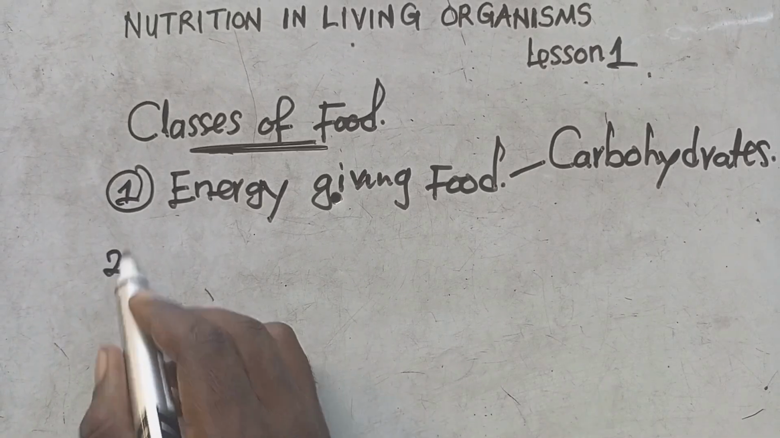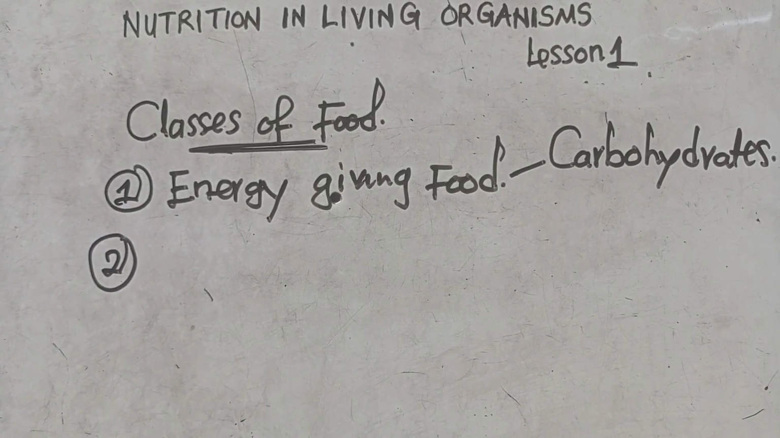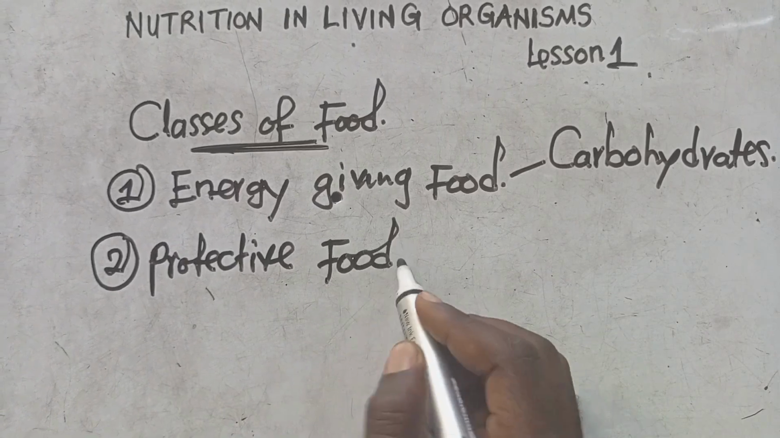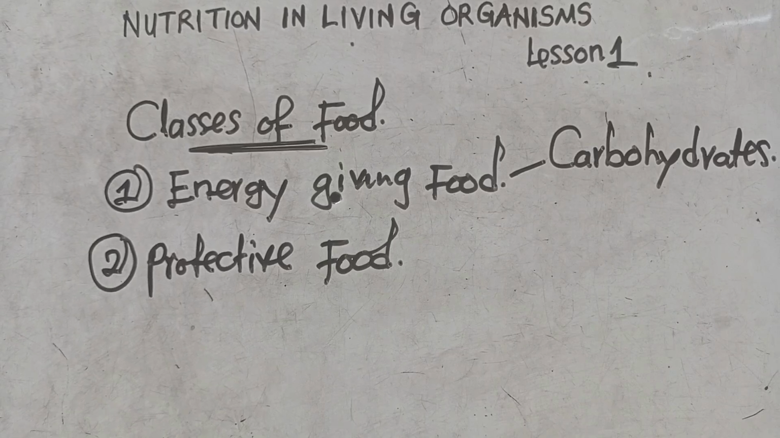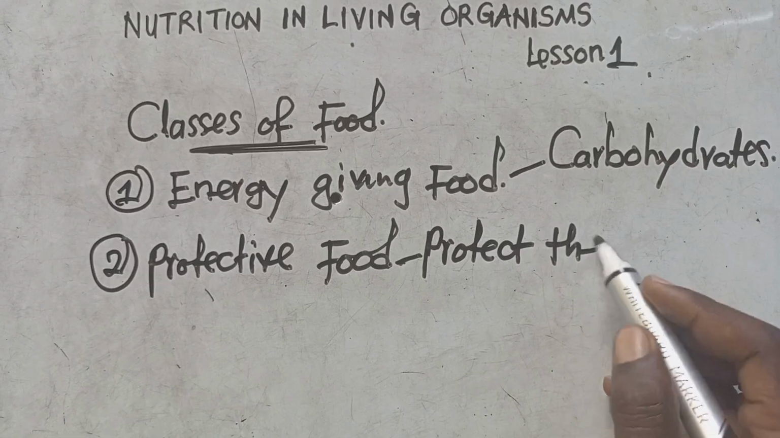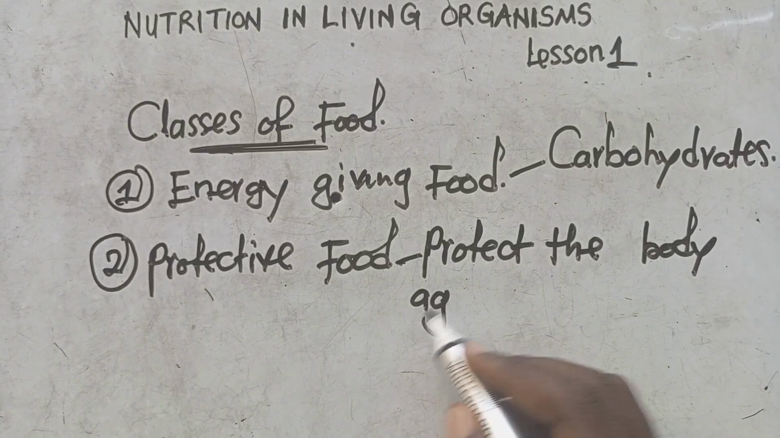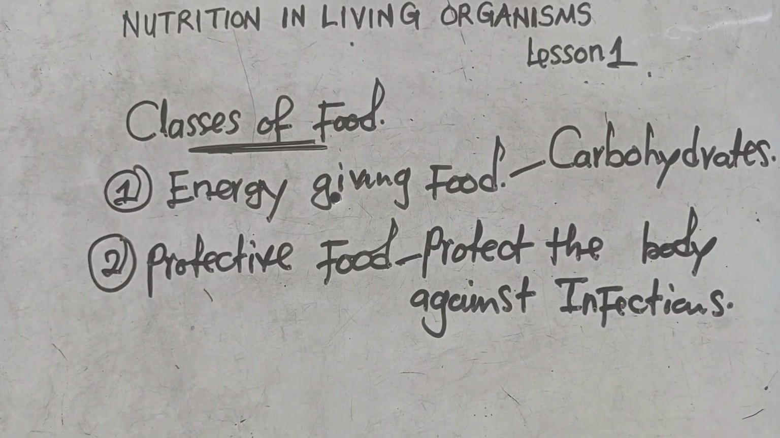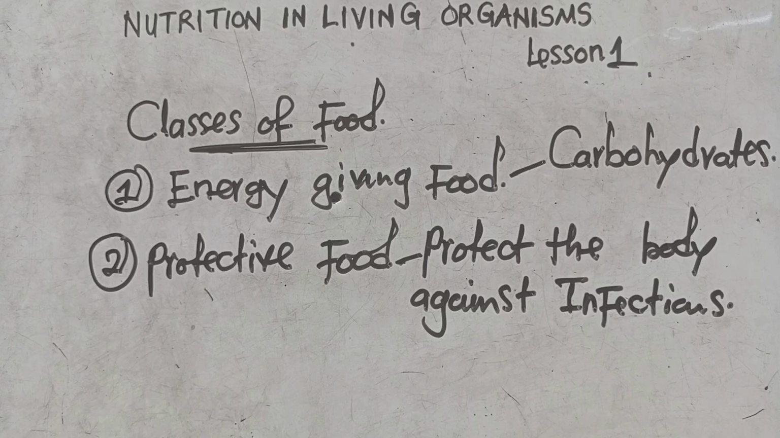So each time we are talking about energy-giving food, we are talking about carbohydrates. And another class of food that you need to understand is what we call protective food. So these are food substances that we get to eat that protect us from certain diseases, fight diseases in the body, and protect us from a lot of things. So it protects the body. These foods protect the body against infections. This is what you need to know and understand. It protects the body against what? Against infections.